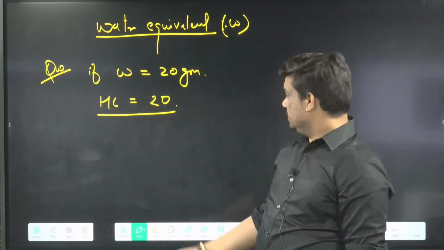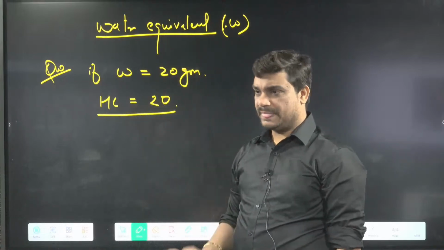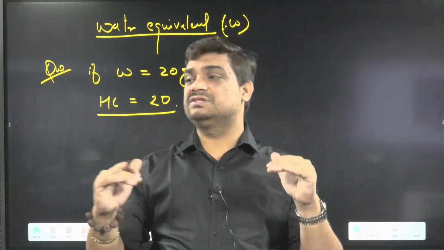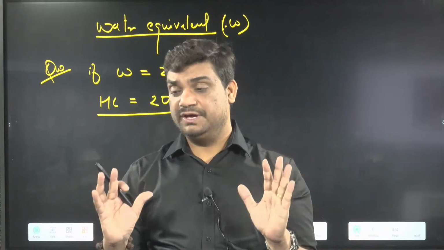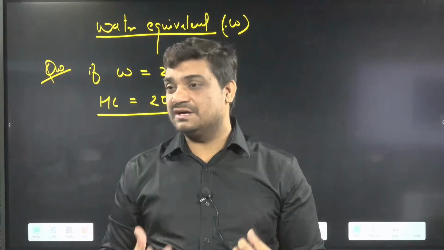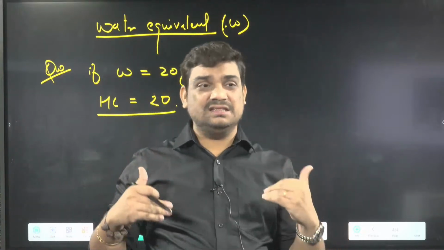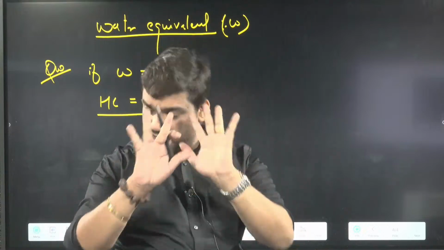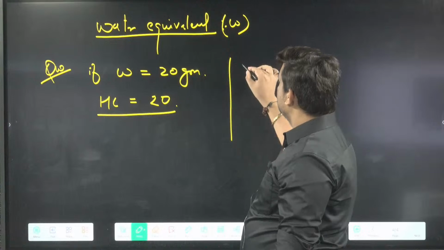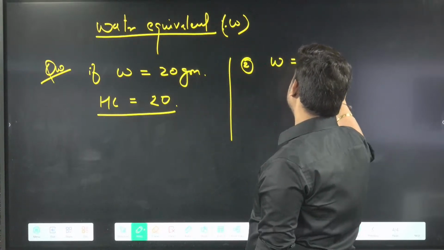Clear? Water equivalent is 20 grams, so the heat capacity is 20, and this will be in calorie per degree Celsius. Because the whole calculation in calorimetry we are doing in calorie or joule. The name of the chapter itself is calorimetry, so we are doing most of the things in calorie. If they are asking in joule, we can convert later on, but the calculation we do in calorie. Sometimes they will give the water equivalent in kg, like 0.3 kg.